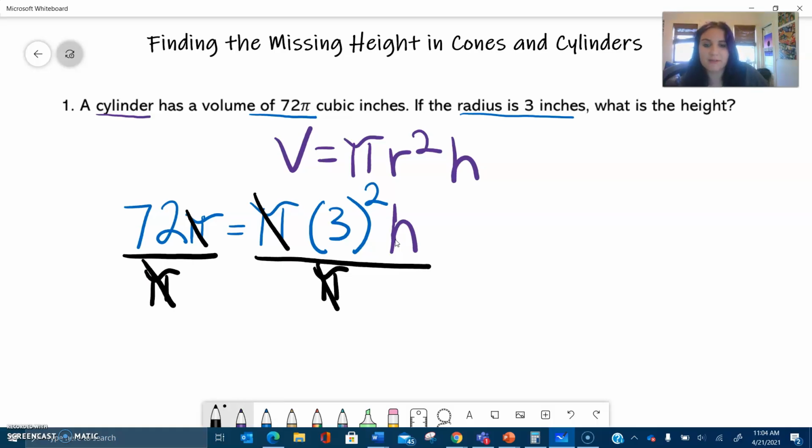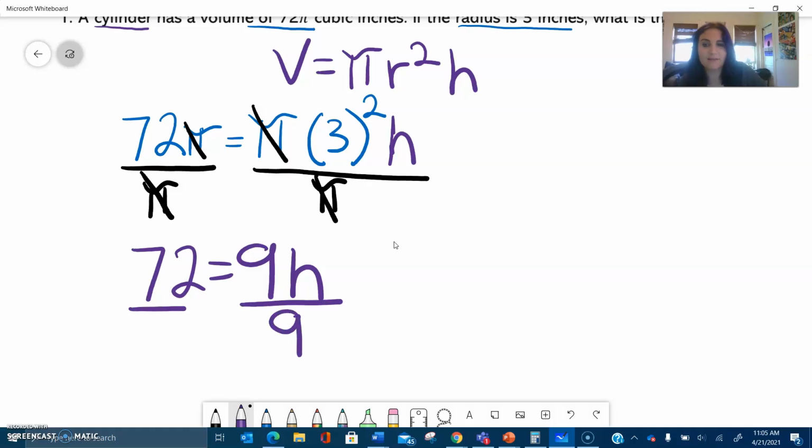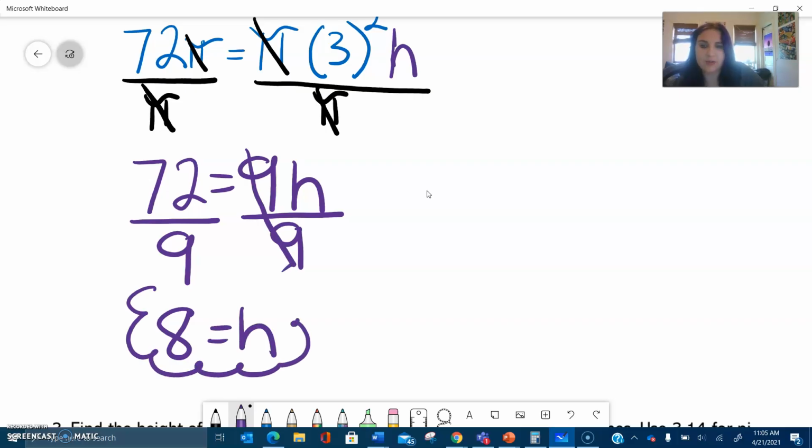So now what am I left with? I'm left with 72 equals 3 squared. We know that 3 squared equals 9, and then h, so times h. So now I just need to solve for h. Divide both sides by 9, since that's the inverse of multiplication. And 72 divided by 9 is 8. So my 9's cross out, and we're left with h. So h equals 8, or the height equals 8 inches.